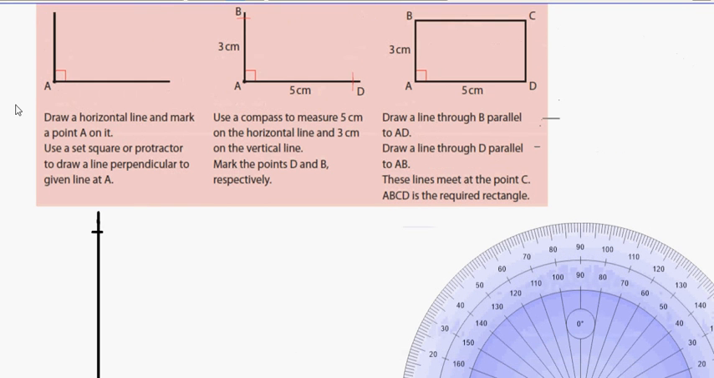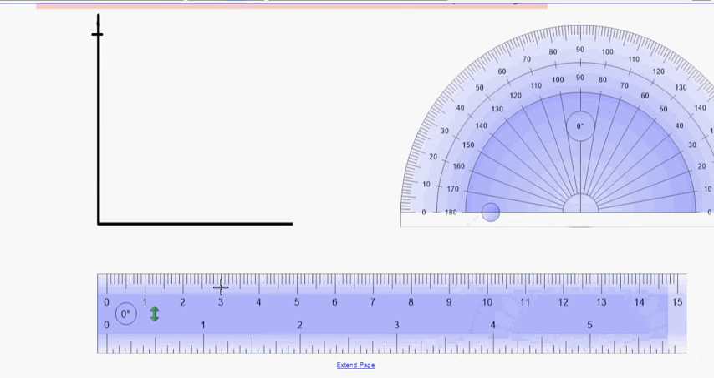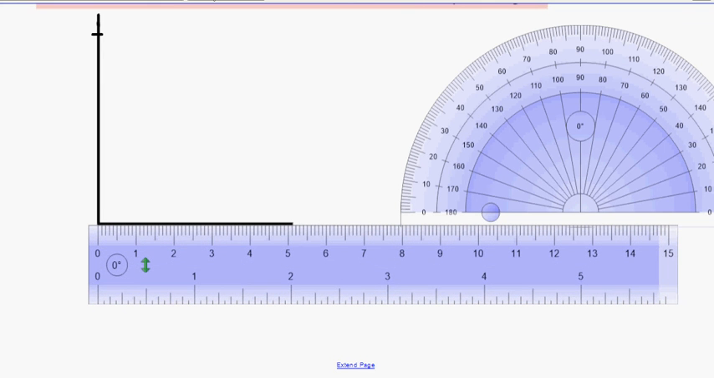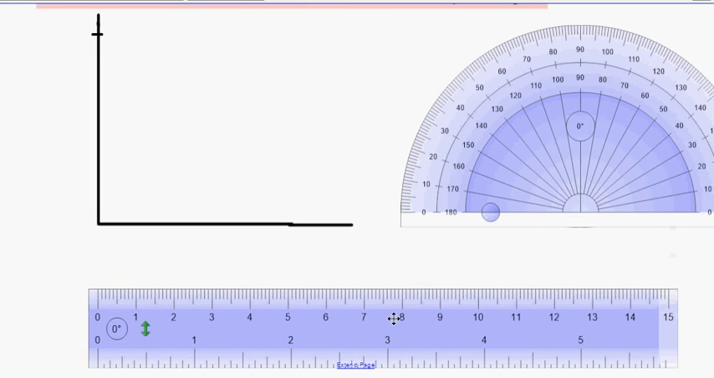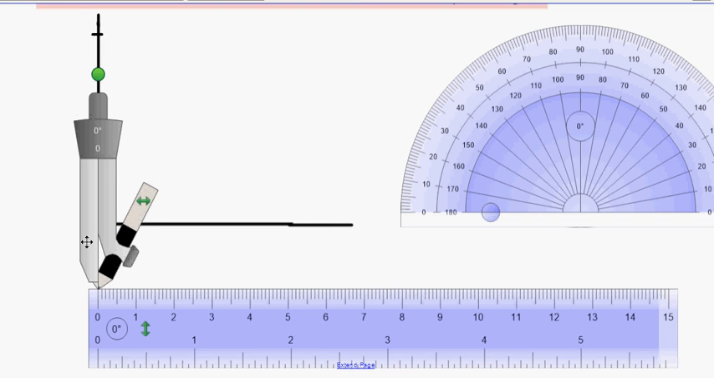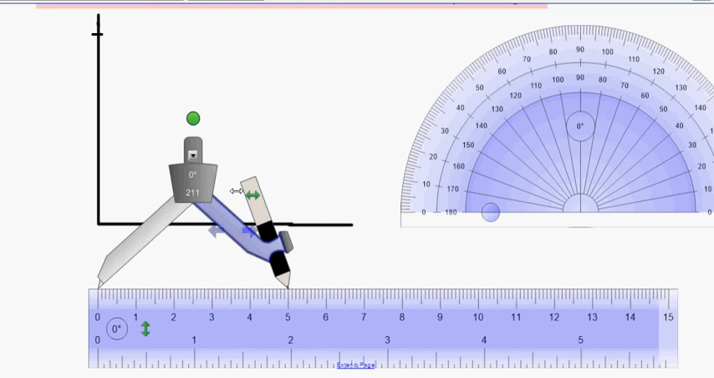Now, what you're going to do next is you draw 2 lines that are longer than what you need. So instead of drawing 5, I'm just going to draw 6 here, okay? And once you've drawn these 2 lines, you're going to come in with your compass. Now, I need 5 centimeters for the length. Okay? Which is here.